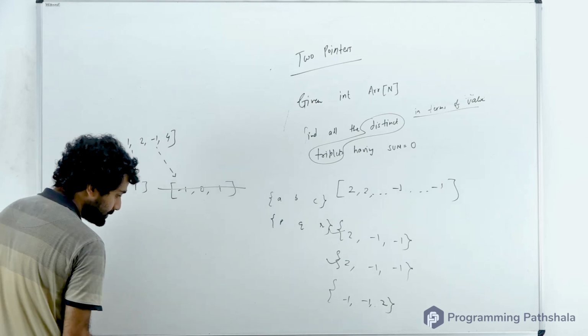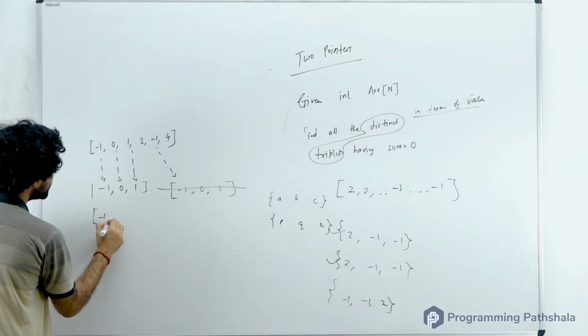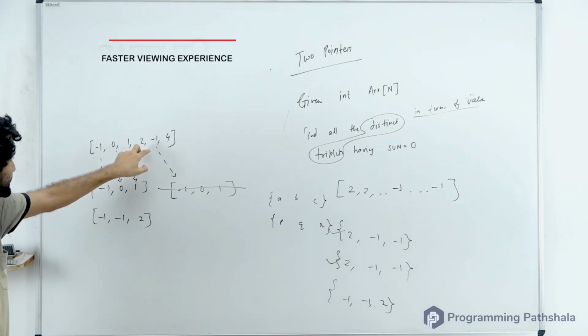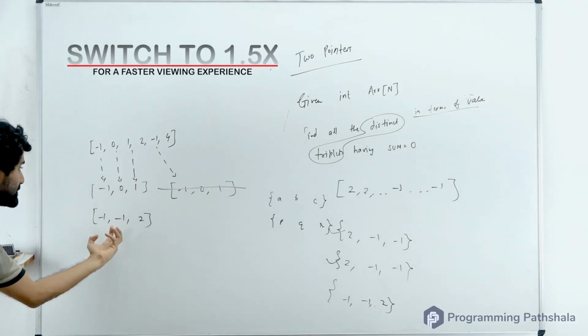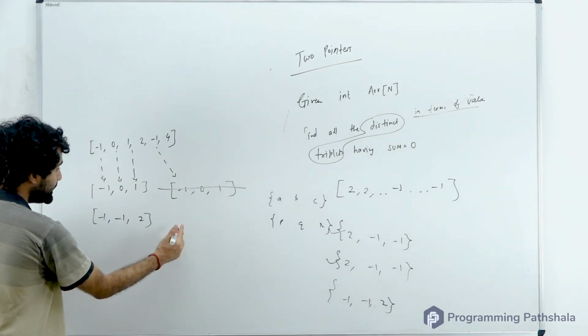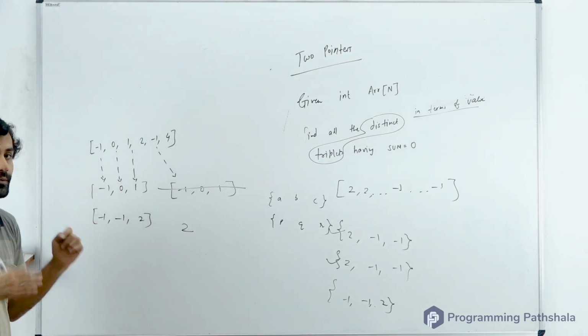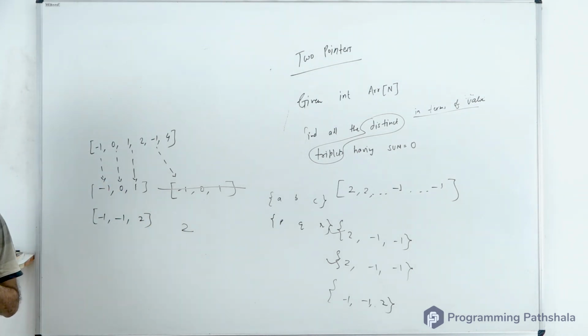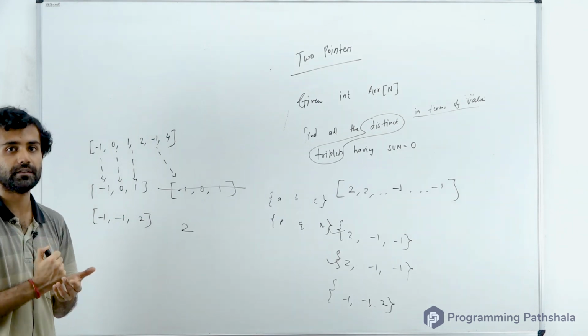And what is the another one? Another one is if I take -1 and then 2, so this -1 and this 2. And of course you should not consider permutation of this. So here there are overall 2 triplets. The question wants you to print those triplets out. That is the requirement over here.